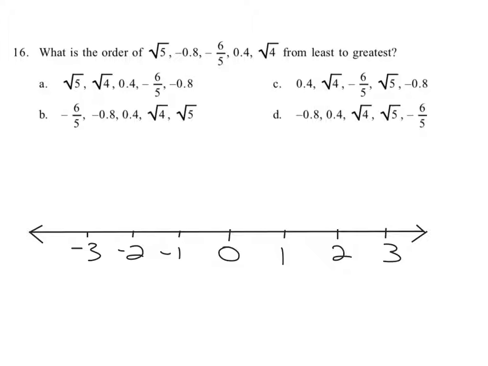So our negative numbers, which I will circle in red, are negative 0.8 and negative 6/5. And I will circle what we're placing on the positive side in blue. And then let's see where we can put them. Okay, so let's start with the positive side. We have square root numbers.